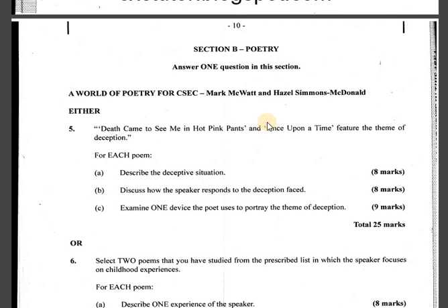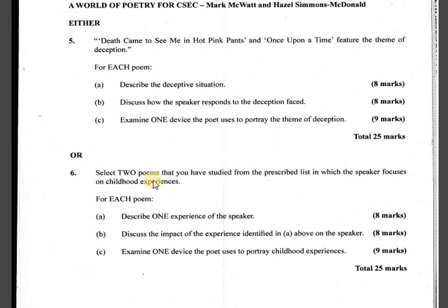All right, next section, poetry. For poetry, the questions are based on the 20 poems out of the syllabus. You have one question, question 5, where you're given the poems. For question 6, you're not given the poems. Oftentimes you're given a theme, and based on the theme, you should select 2 poems.